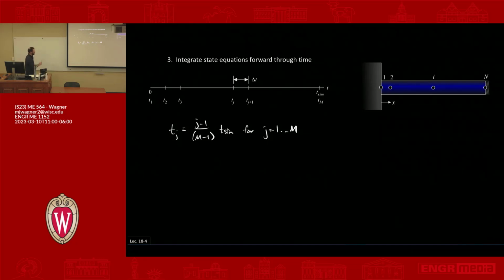So I now have a discrete time for every single time. And then I'm just going to use that to move forward. What else do I need? So let's note that delta t is equal to t_sim over (m minus 1).